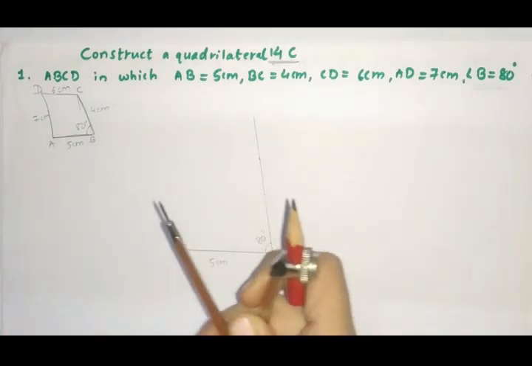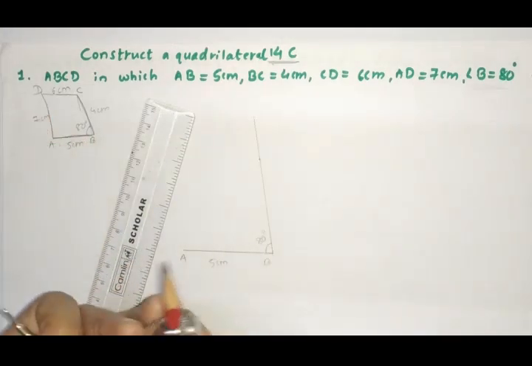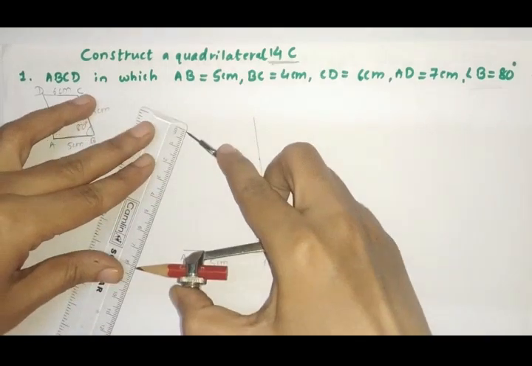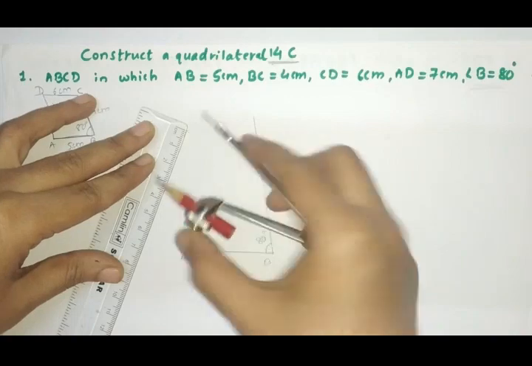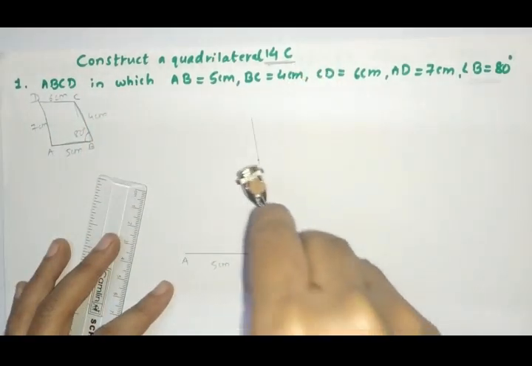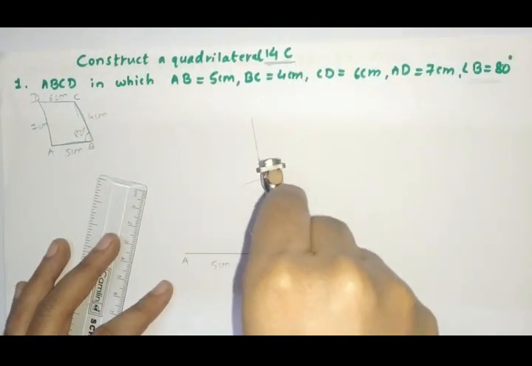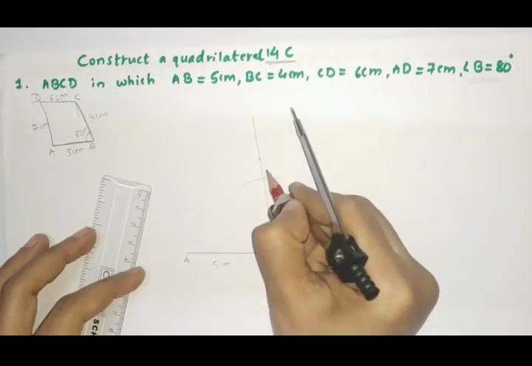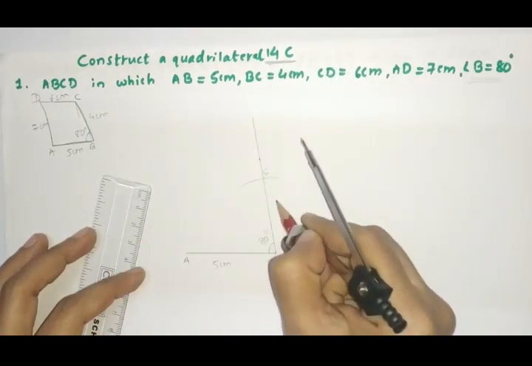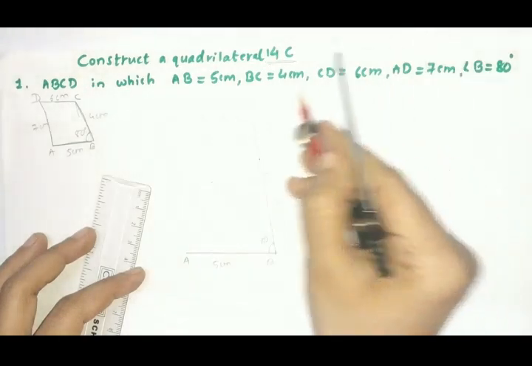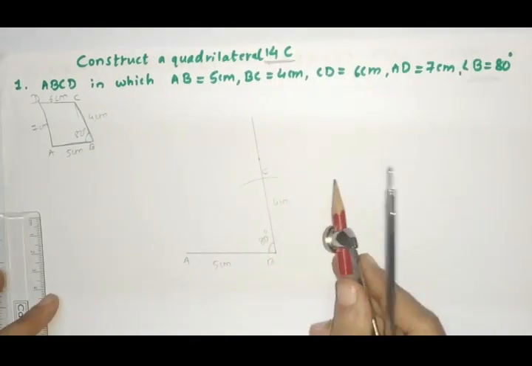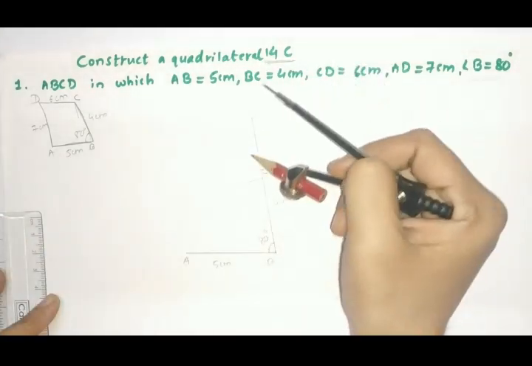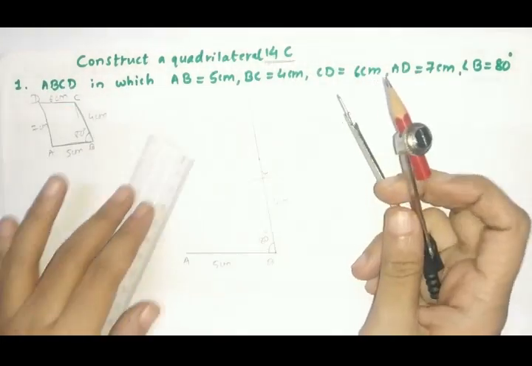Now friends, BC is given as 4 centimeter. So just take a radius of 4 centimeter. Here it is coming. And with B as a center, you need to locate a point C here. This is point C coming, and this is 4 centimeter, because given BC is what? 4 centimeter.